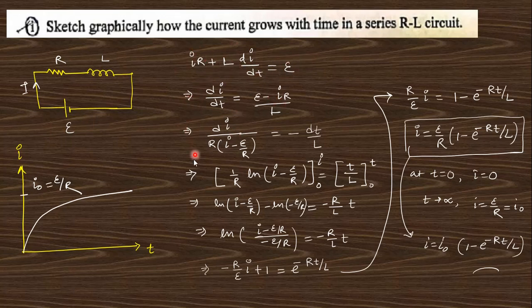So this can be rearranged and just integrated, and this is the current expression. You can see that I equals 0 at t equals 0, so finally you get this expression. At t equals 0, this becomes 0, and as t tends to infinity this becomes I0, the saturation value. So this is the nature of this curve for the charging of the LR circuit.